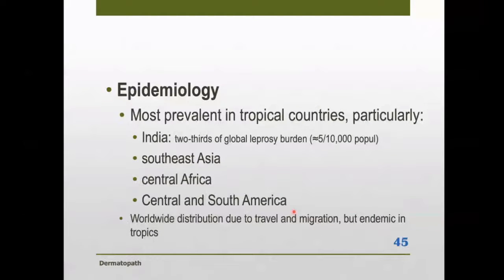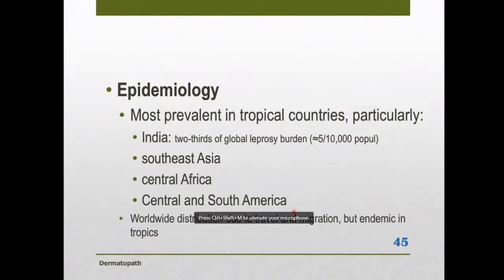So it is most prevalent in tropical countries, meaning that in northern or southern parts of the world, Europe, Northern America, Australia, this disease is rare. India has 2/3 of all the cases of leprosy worldwide. So if there are, let's say, 3 million leprous people worldwide, 2 million will be from India. So it is mostly in Southeast Asia and in Central Africa, Central and Southern America.